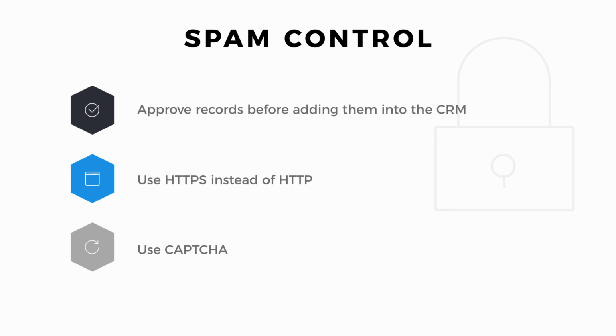Some spam control tips. Approve those leads before adding them into the CRM. That way you don't get a lot of junk leads. Use HTTPS instead of HTTP, just so it's more secure and cannot be intercepted. Use CAPTCHA. This is the field where they enter a generated code before they hit submit. That way they know that it's a little bit more secure.